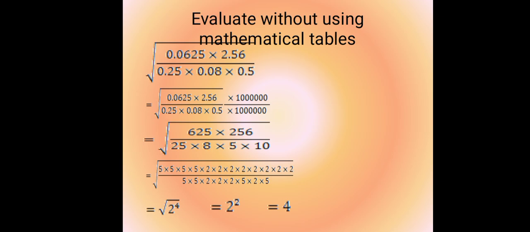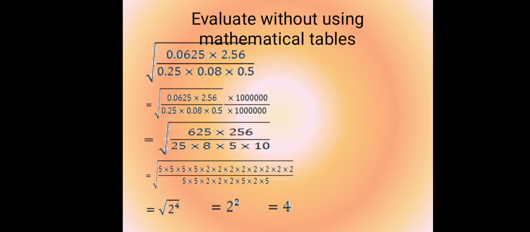Evaluate without using mathematical tables. 0.0625 multiplied by 2.56 all over 0.25 multiplied by 0.08 multiplied by 0.5, and then get the square root of the whole thing. Now we can also remove decimal places here for all the numbers, the numerator and the denominator.